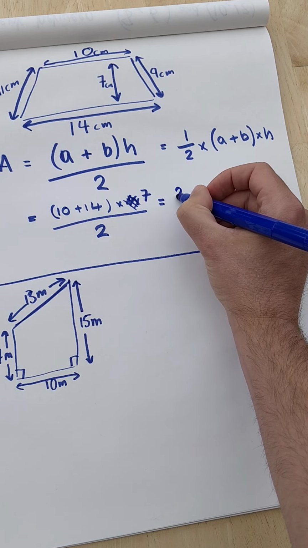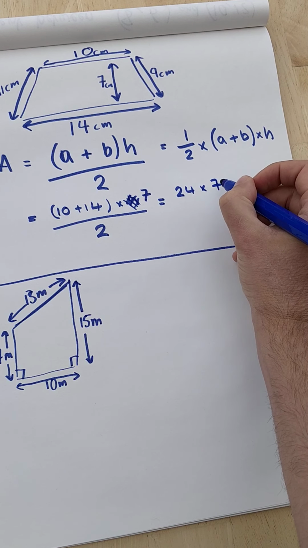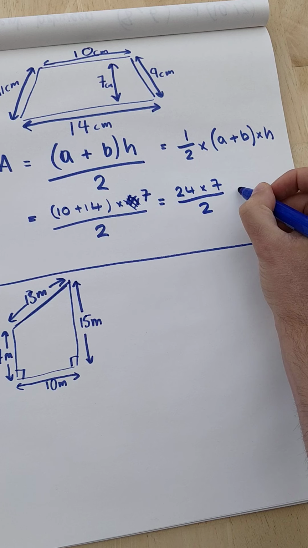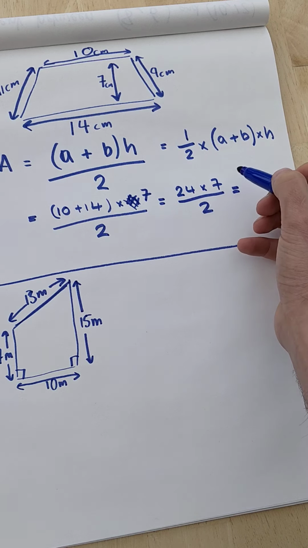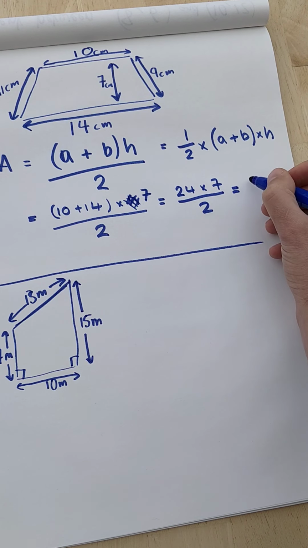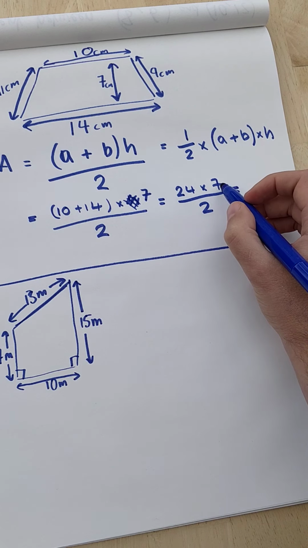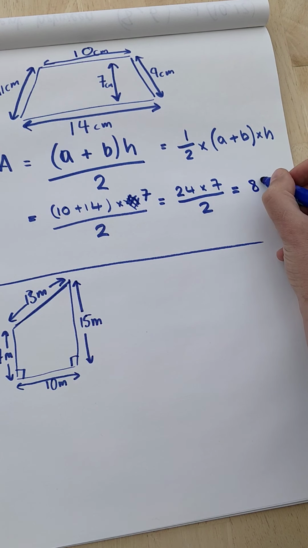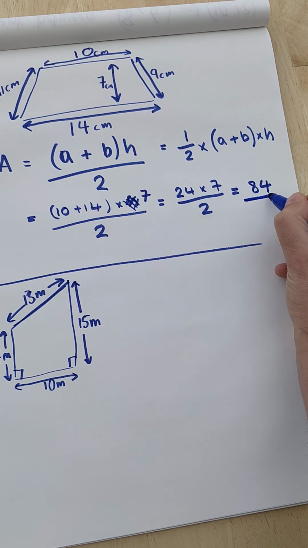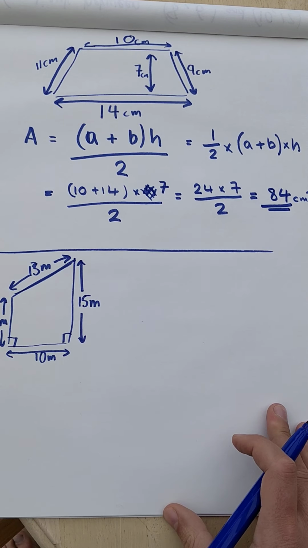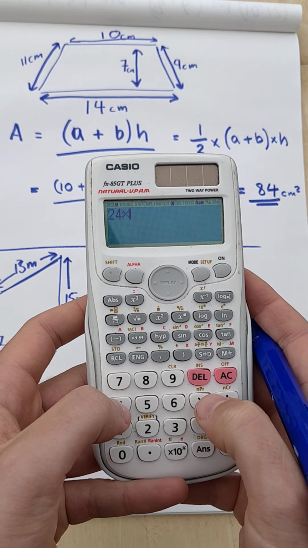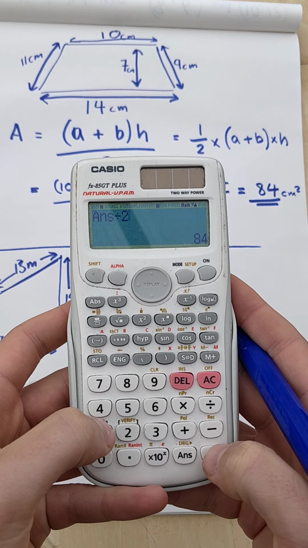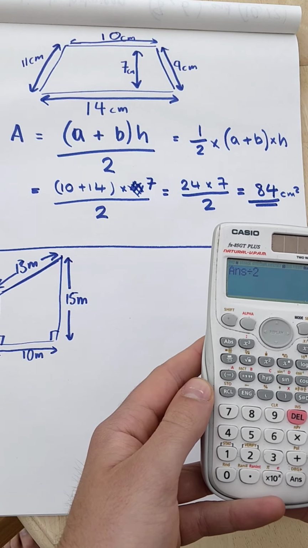So I've got 24 times 7 over 2. And 24 times 7 over 2 is going to give you 168 divided by 2, which is 84. And in this case, centimeters squared. Remember, you're working out the area. And just to make sure I'm correct, 24 times 7 is 168, divided by 2 is 84. So 84 centimeters squared.